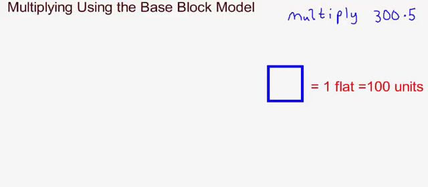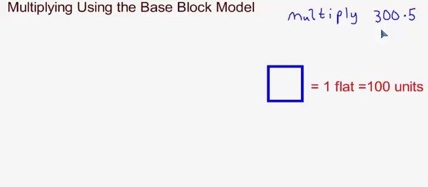Oftentimes you'll see me using a flat that looks like this, that has 100 units in it. So one flat is 100 units. However, since this object is difficult to draw, I'd like to show you how you could do the problem by just drawing one big square rather than 100 units, so that it'd be easy to draw and it would work as long as you know that this big square represents a flat or 100 units.